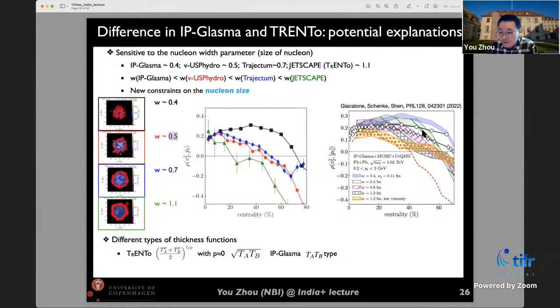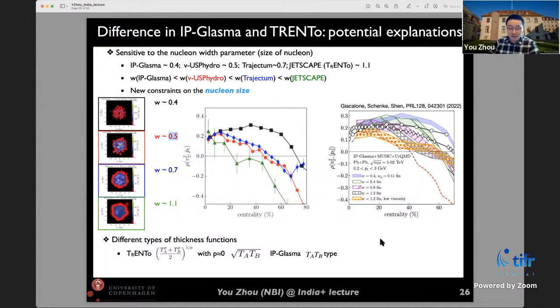plus MUSIC plus UrQMD, but this time within the same initial conditions, they are using completely different nucleon widths from 0.4 to 0.8 to 1.2. And you can clearly see that if you use 0.4, it's rather flat and follows the ALICE data. And if you use 1.2 Fermi for the nucleon width, it shows you a very strong centrality dependence, a dramatic decreasing trend, and changes sign at centrality 56%.